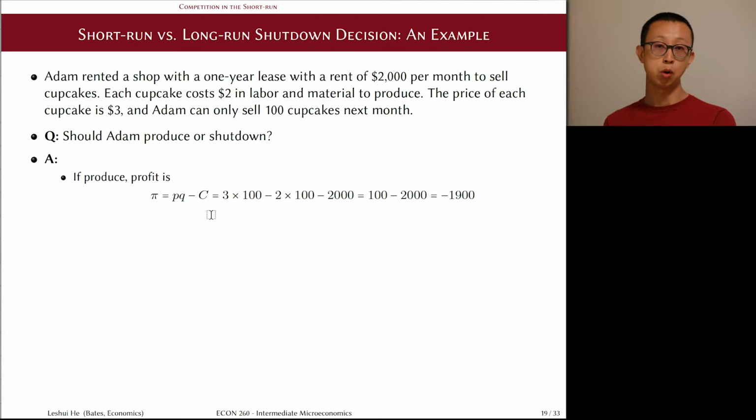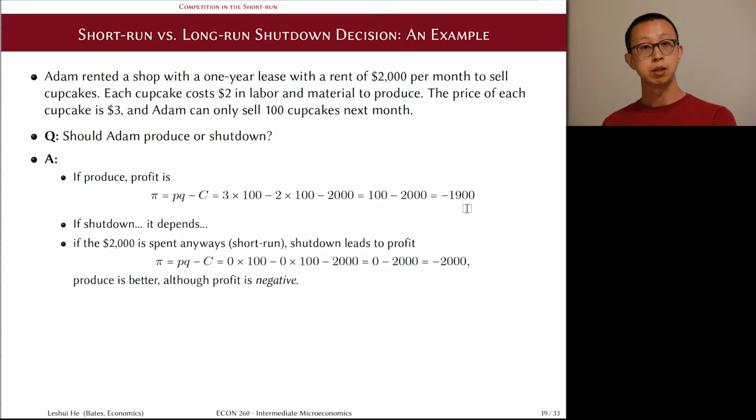The profit is always going to be revenue minus cost. And if Adam keeps producing, then the revenue is going to be $300 minus a variable cost of $200, and then minus the fixed cost in rent, which is $2,000. So without paying for the rent, the production would have made $100. But after paying for the rent, he's coming out with a loss of $1,900.